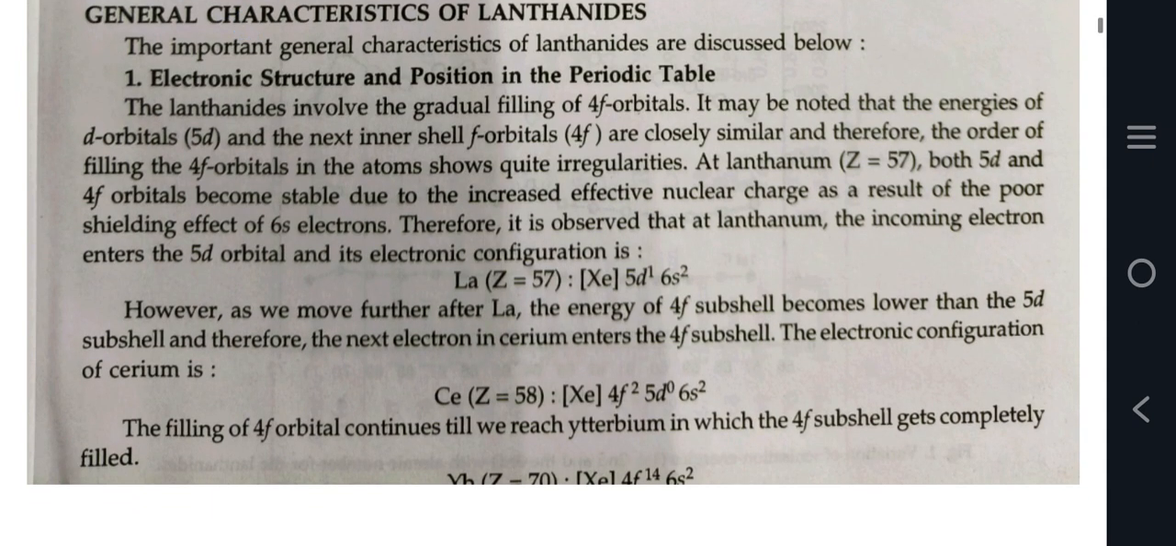General characteristics of lanthanides. The important general characteristics of lanthanides are discussed below. First, electronic structure and position in the periodic table. The lanthanides involve the gradual filling of the 4f orbital. It may be noted that the energies of the 5d orbital and the next inner shell 4f orbital are closely similar, and therefore the order of filling the 4f orbital in the atoms shows quite irregularities.